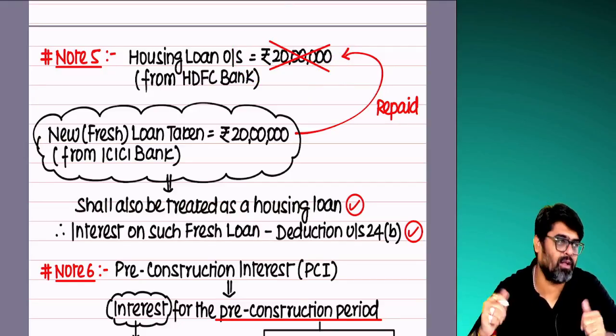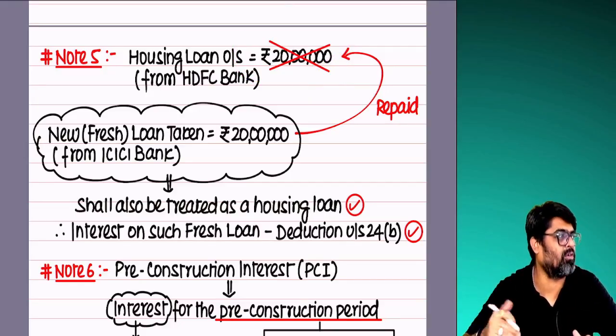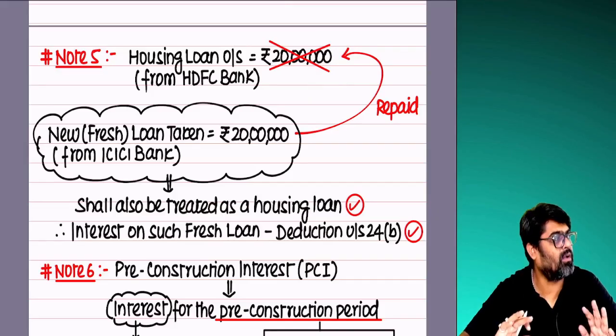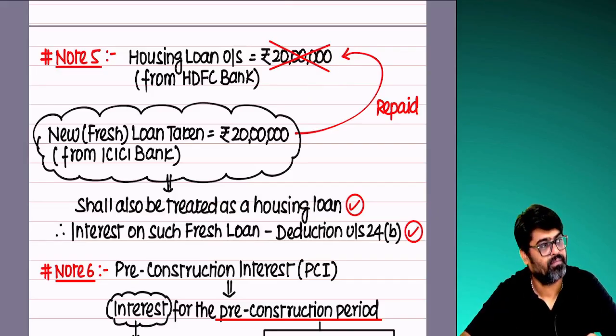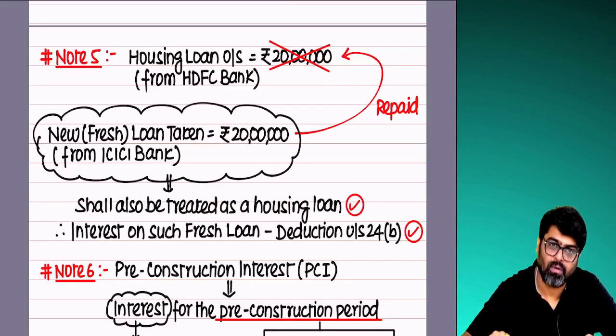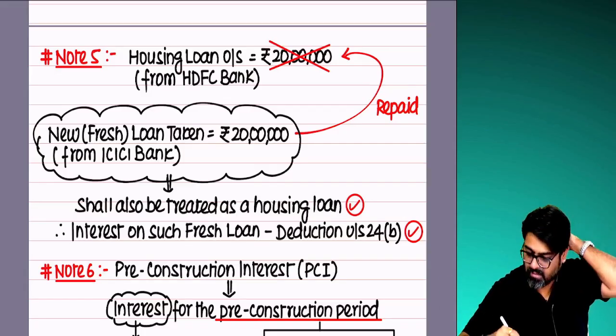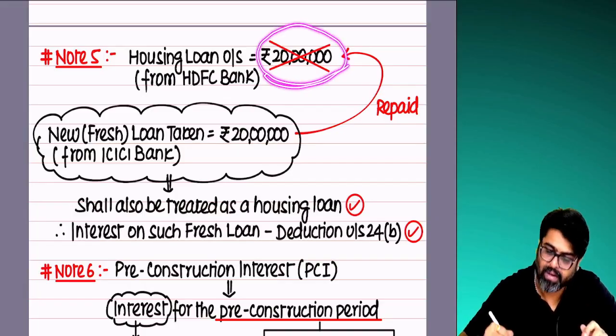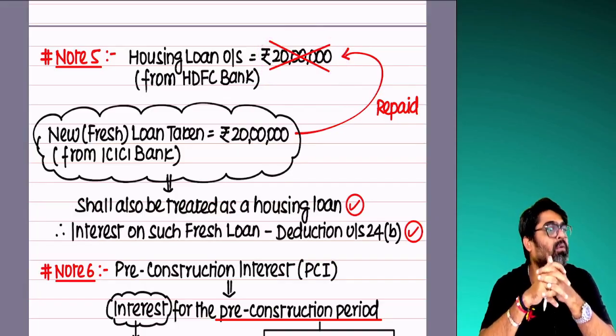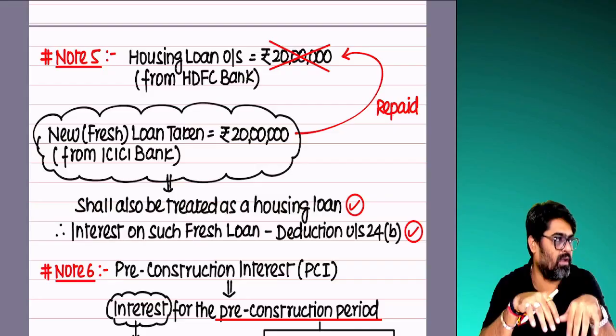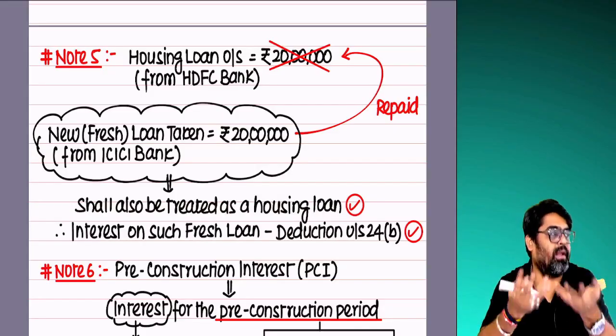Getting my point? So now what happened? Today I saw in the newspaper that ICICI Bank is offering housing loan at 10%. So in the morning I came to HDFC Bank. I told that bank, 20 lakh rupees of housing loan is still outstanding, which I have to repay.